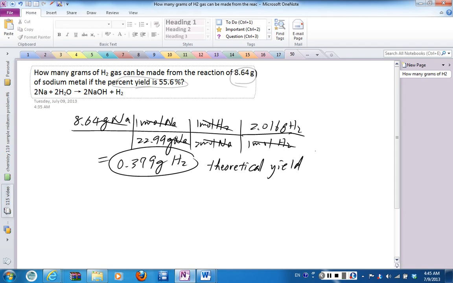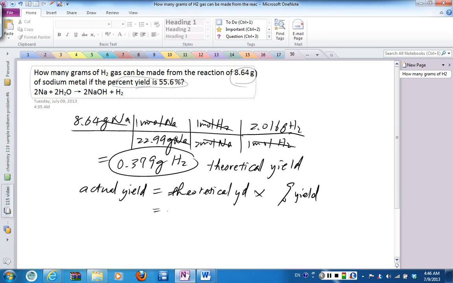And the percent yield means we can't get the maximum amount. The actual yield, which is what we want, should equal the theoretical yield times the percent yield. And 0.379 grams of hydrogen times 55.6% leaves us 0.211 gram of hydrogen.